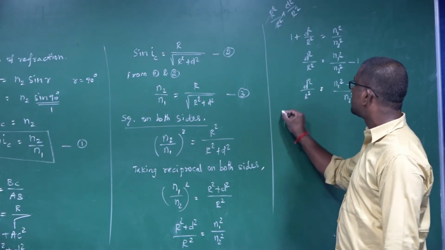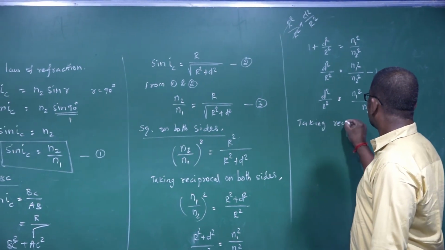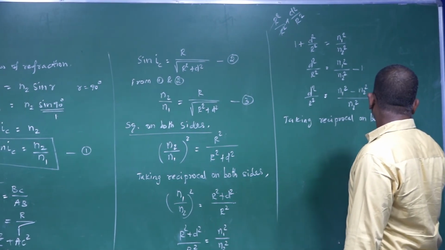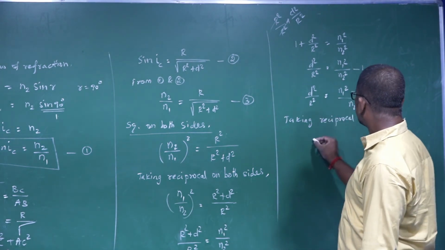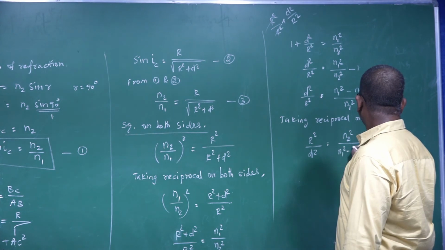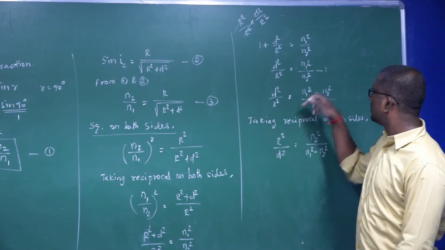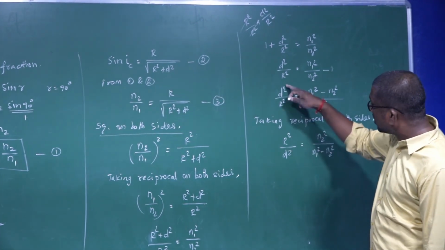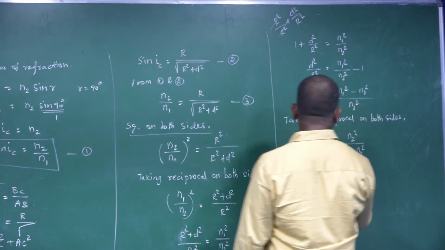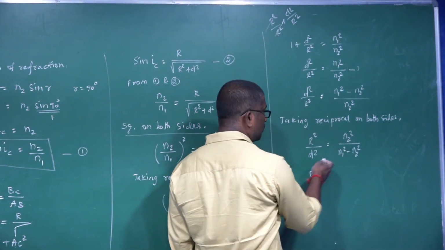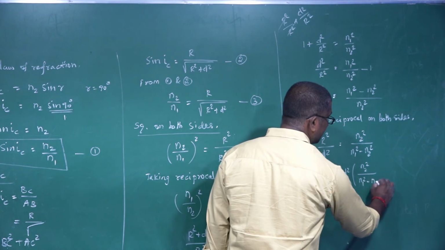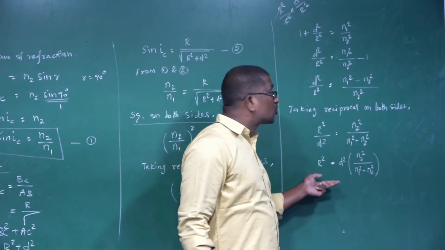Now again taking reciprocal on both sides. After taking reciprocal, this equation becomes r square divided by d square is equal to n2 square divided by n1 square minus n2 square. We need r, therefore r square is equal to d square times n2 square divided by n1 square minus n2 square. Now taking square root on both sides.